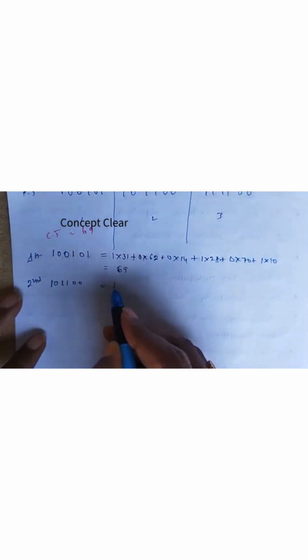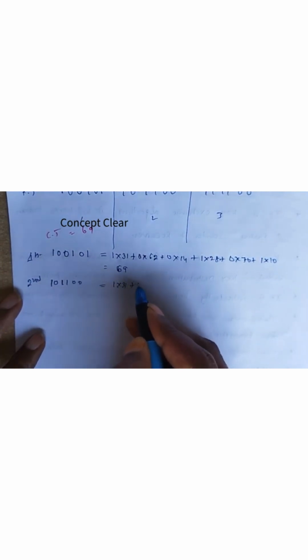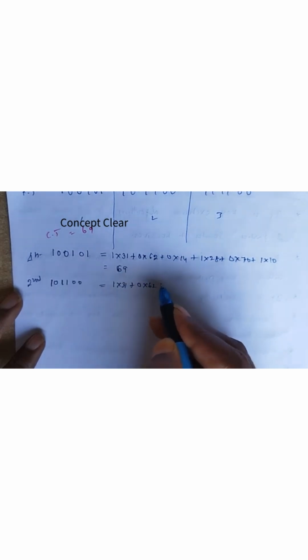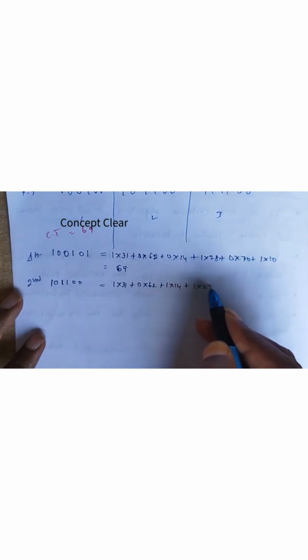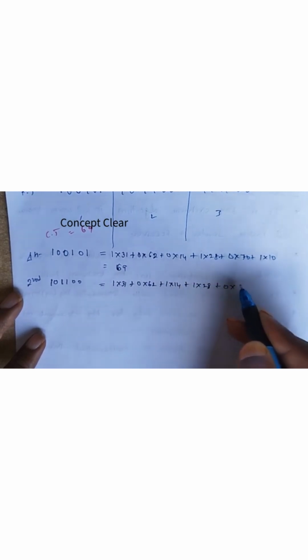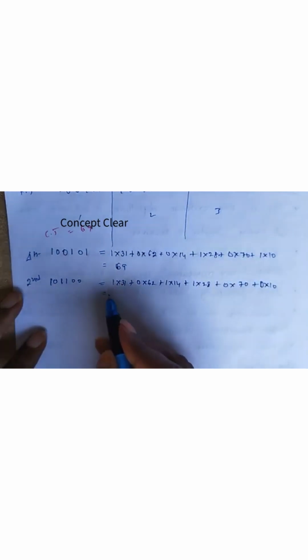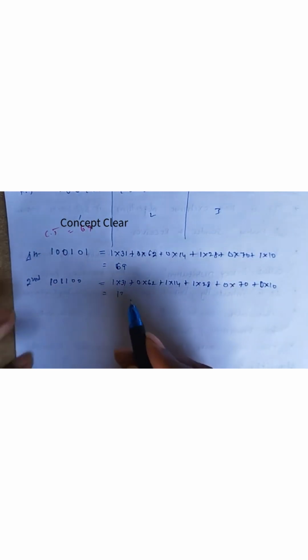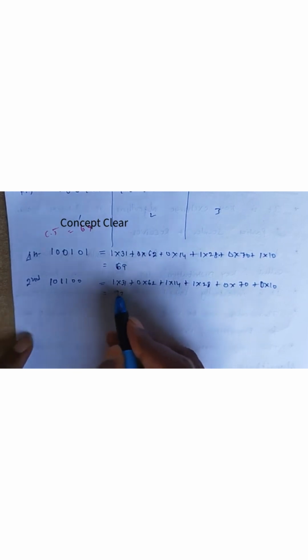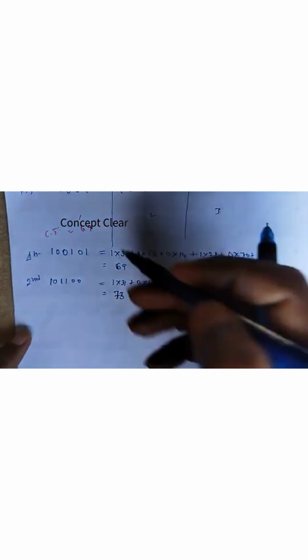The second part is 101100. Again we have to add every plain text bit with the public key. Okay, what is the first value? 1 into 31 plus 0 into 62 plus 1 into 14 plus 1 into 28 plus 0 into 70 plus 0 into 10. What is the value here? We will get 73. That is the second ciphertext.